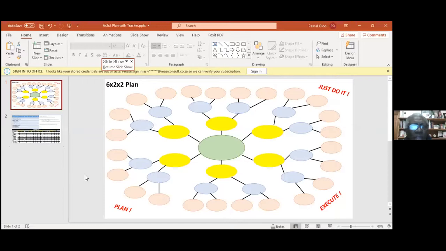So we recommend that you sponsor 6 people as soon as possible, but help these 6 people to sponsor 2 each, and those 2 to sponsor 2 each. That is why it's called a 6-2-2 plan. And the best way to do this is have this chart on your wall. I'm going to send this document to your leaders.